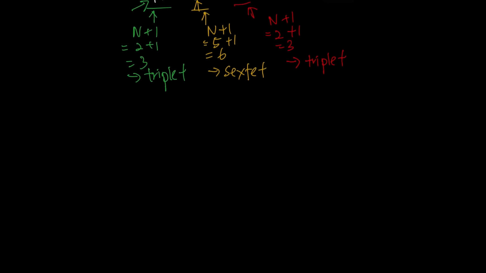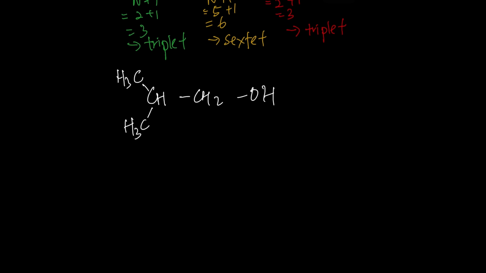Maybe I'll give you another example. The CH3, CH2OH. First, maybe we try to determine the number of signals. This 6 protons are the same, so they'll give you one signal. This is another signal, and these two give you one signal. And the OH is another signal.